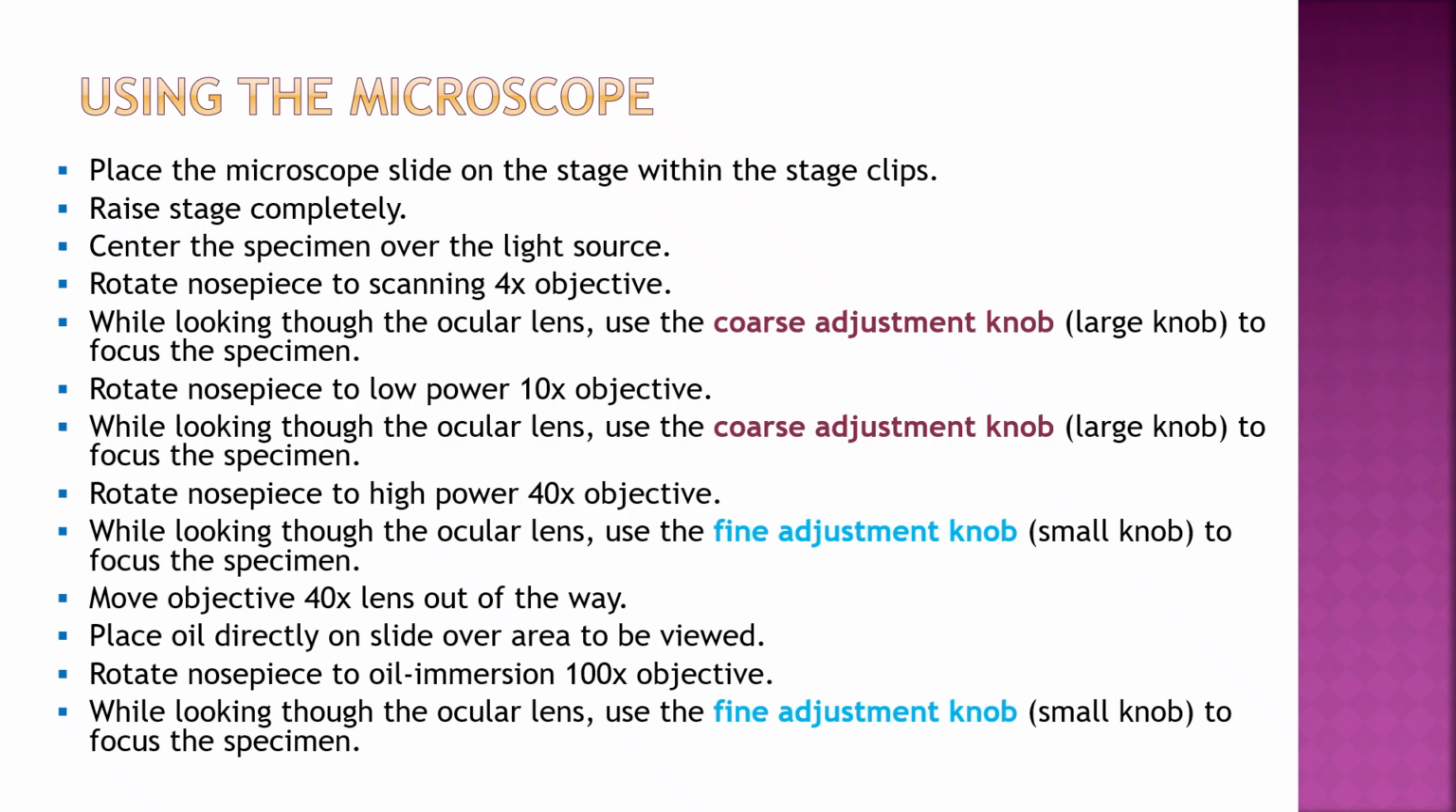You never use the coarse adjustment knob after you get past that 10x because you could potentially break the slide or even worse, break the objective because the two are really close to each other. So the fine adjustment knob only once you get to the 40x or above, and then you're going to move that out of the way, and then you're going to do what's called oil immersion.